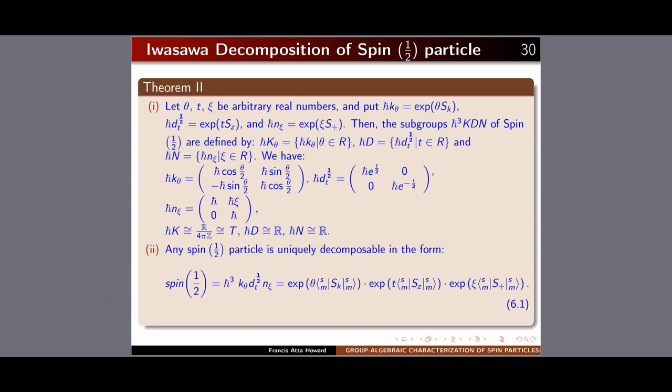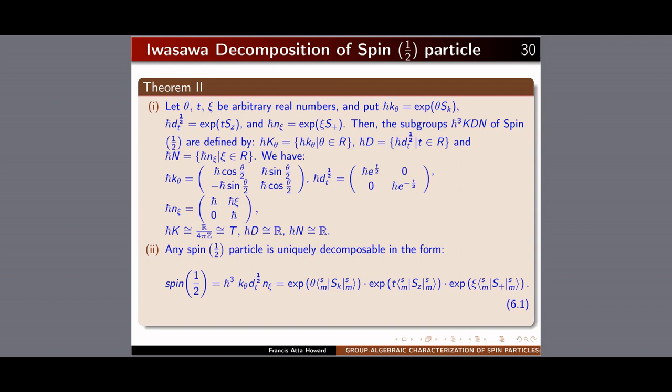Now, any spin half particle is uniquely decomposable in the form I combined. In this case, Iwasawa decomposition is very straightforward, but I combined the angular momentum coupling to make it more appealing for physicists. So it can be decomposed into K, D, and N, the Planck's H cubed being there, where we have the exponential of theta SK, exponential of t SZ, and exponential of psi S plus.